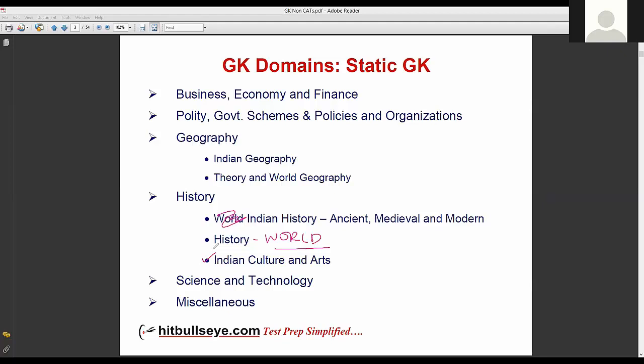Then questions from books and authors, various awards, various honors, various international days, for example, World Environment Day, World No Smoking Day, etc. So again, you would see a large number of questions would be coming from the miscellaneous section.